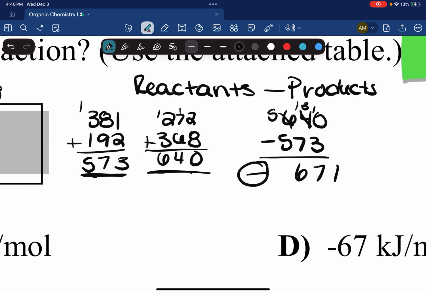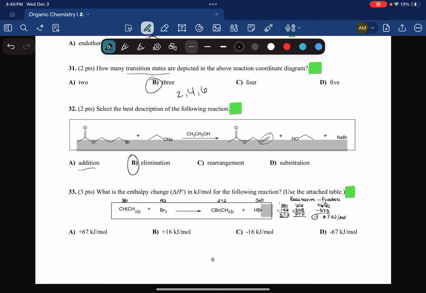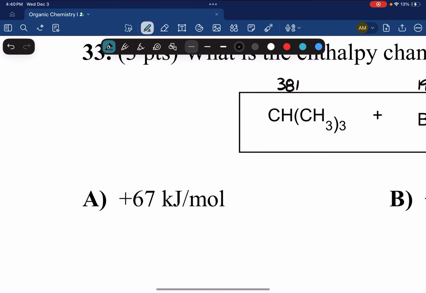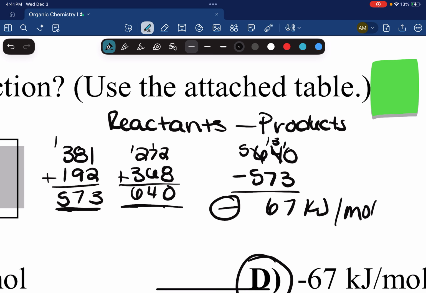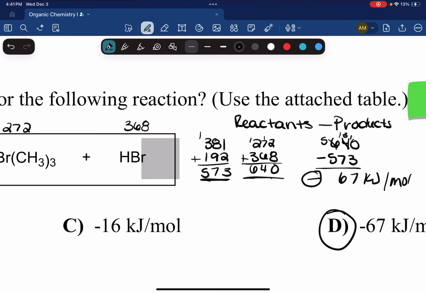So we're at negative 67 kilojoules per mole, which is D. Don't get it twisted, right? If you do what I do, where if the number is bigger, that's the only way I can subtract on paper. I don't know how to subtract a smaller number from a bigger number, writing it out. So I always put the bigger number on top, and then I just know that it's going to be negative because the products was bigger than the reactants.